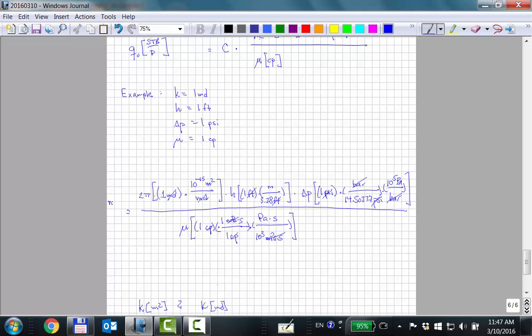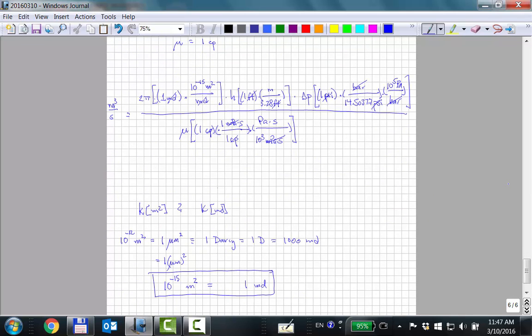This is going to give us cubic meters per second. Okay? If we put in the permeability in millidarcy, the thickness in feet, pressure in psi, and viscosity in centipoise, then the number we calculate on the right, 2 pi times all those numbers, will give us cubic meters per second. So far we've got 2 pi, let's just put them all together, 10 to the minus 15, 1 over 3.28, 1 over 14.5, 10 to the 5th.